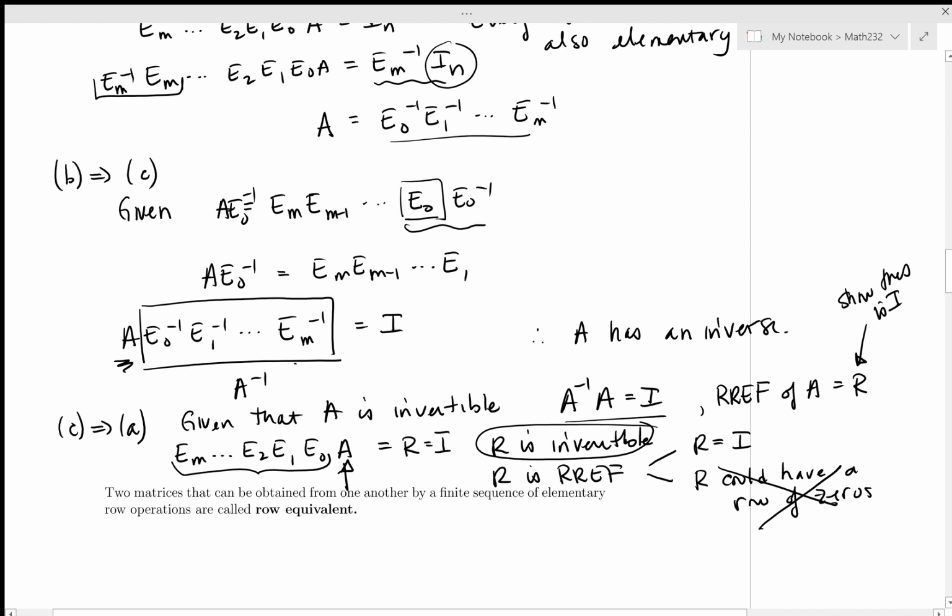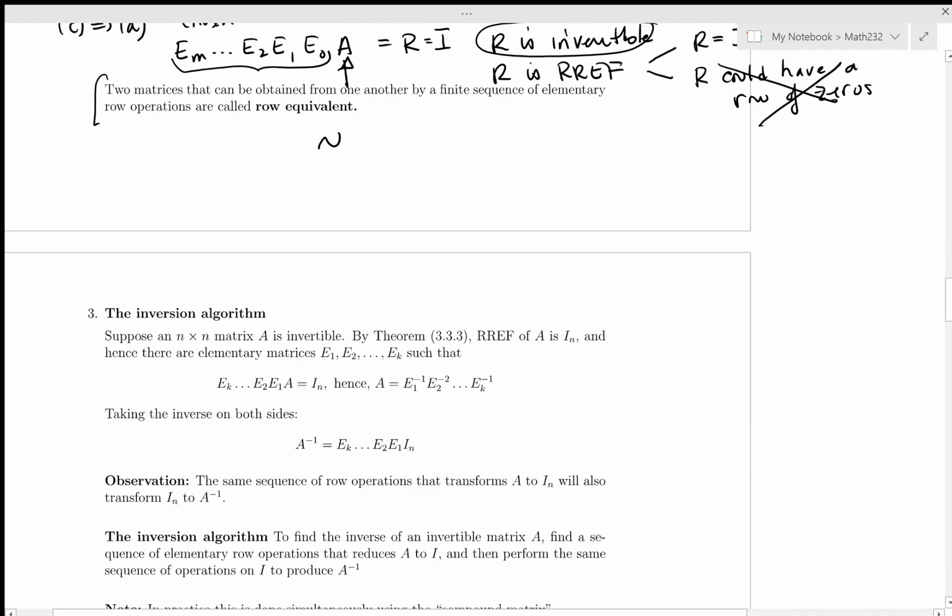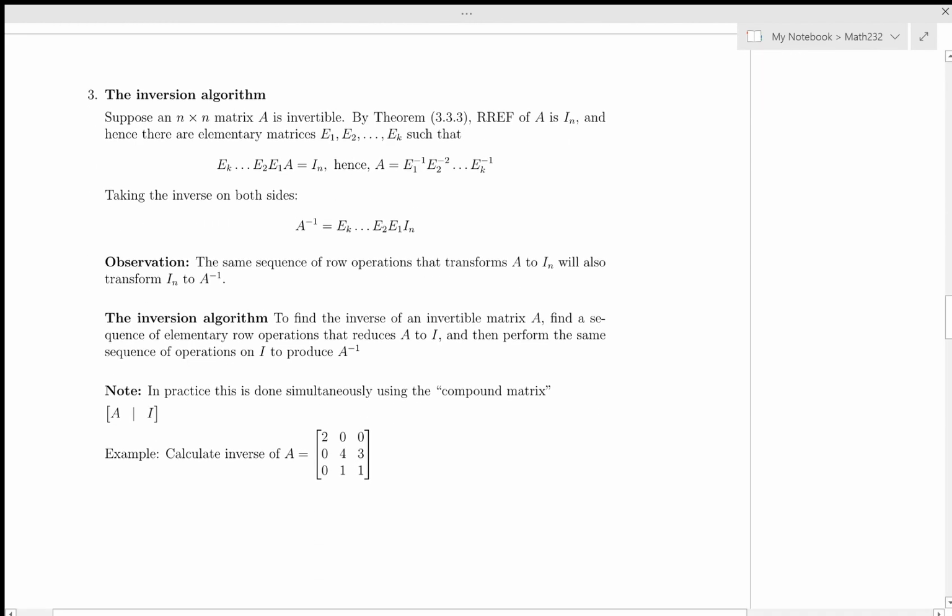We've been using this without maybe explicit statement for a while. Two matrices that can be obtained from one another by a finite sequence of elementary row operations are called row equivalent. And I've been using this tilde symbol. This matrix tilde that one, and I've been applying the row operations. We're going to use this information to be able to take a matrix A and find its inverse. So this is our inversion algorithm.